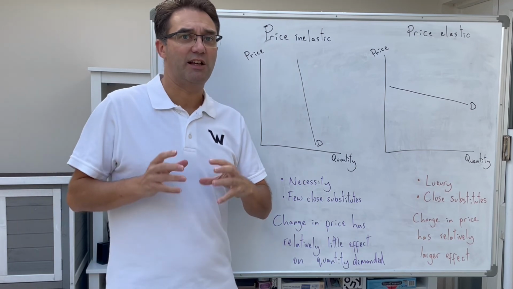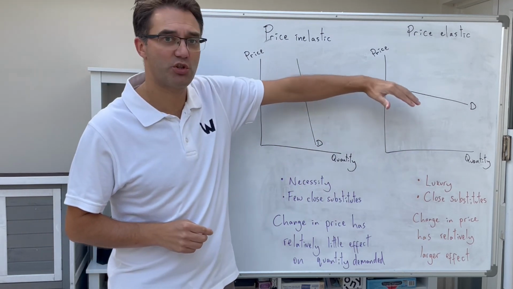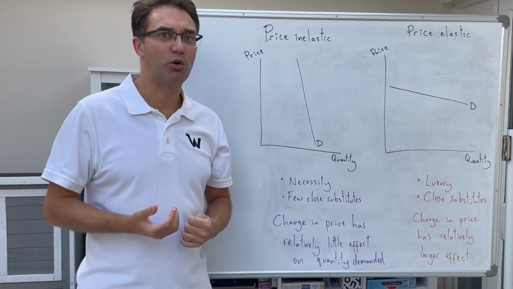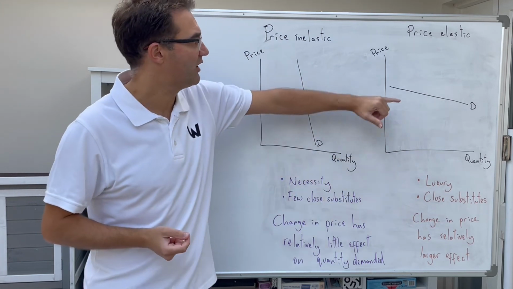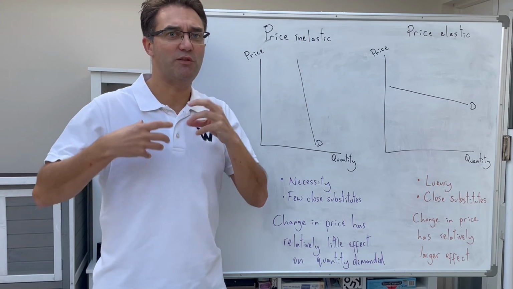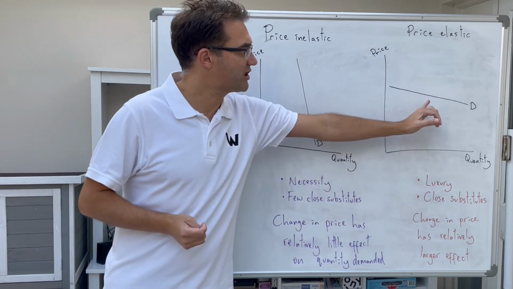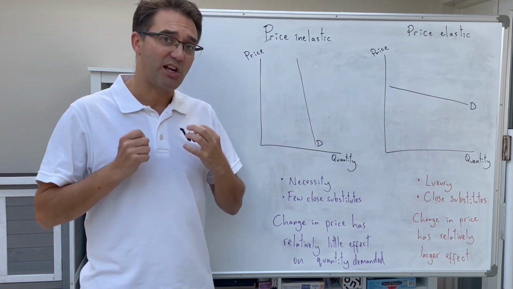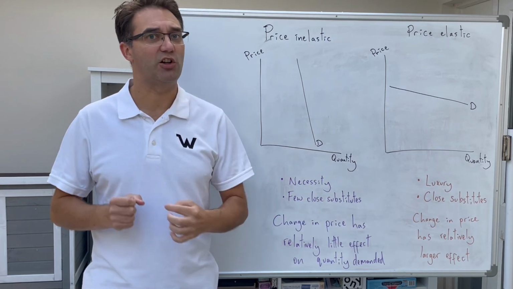On the other hand, a price elastic demand curve is going to be more towards the horizontal. In this case, these are goods that are more likely to be luxuries or are likely to have close substitutes, so that with a rise in price, people will very quickly move their consumption to one of those other goods and services, and the quantity demanded will fall quite rapidly. Okay, so here what we're seeing is that a change in price has a relatively larger effect.